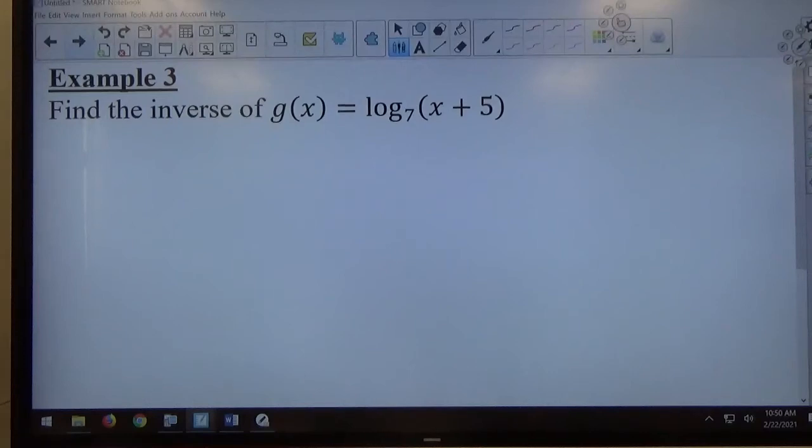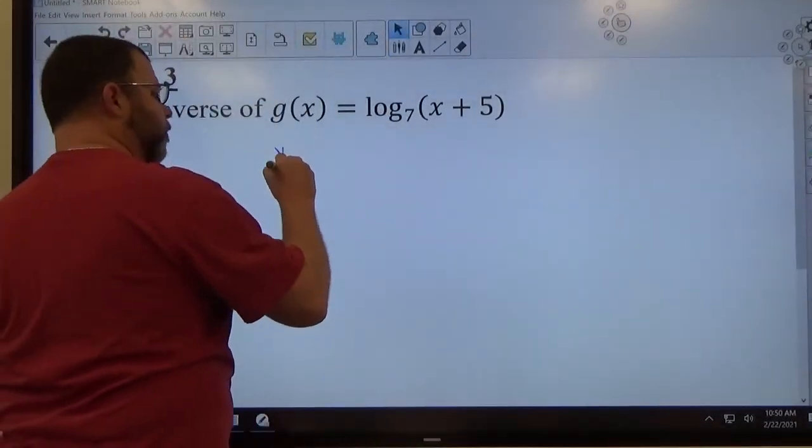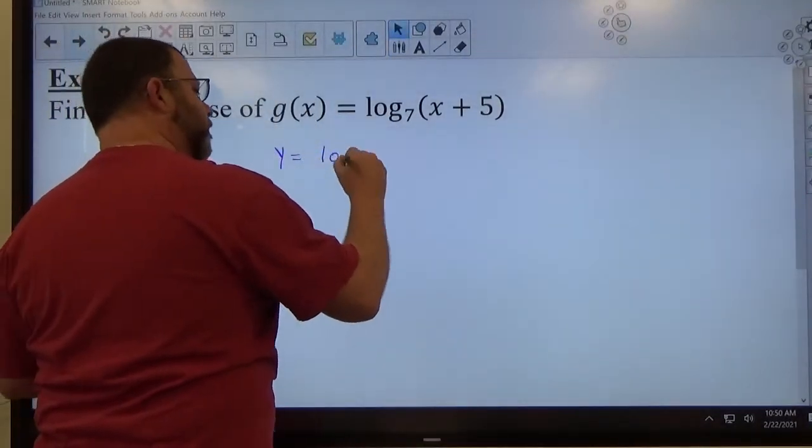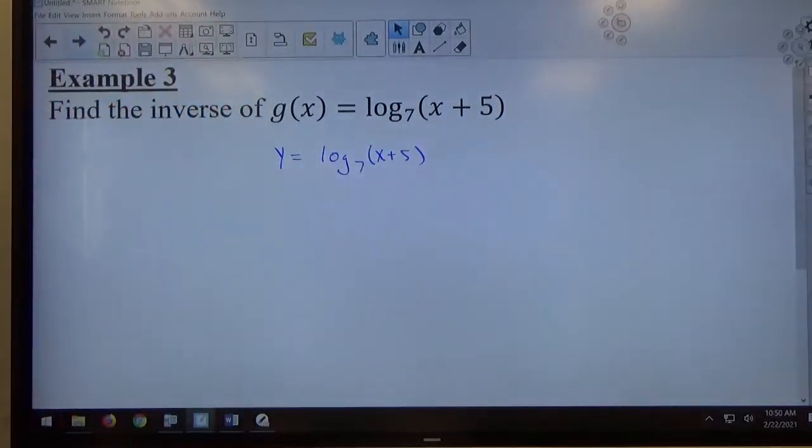Okay, example 3 asks us to find the inverse of a logarithmic function. Again, I'm going to rewrite this as y equals instead of g of x equals. So it's going to be y equals log of x plus 5 base 7. Notice this x plus 5 is in the parentheses, right? So there's nothing weird going on here. It's just log of something base something equals something, right?